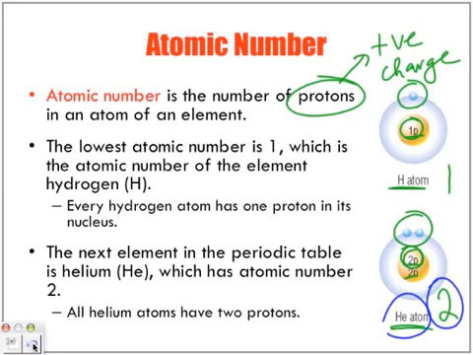As we said, the next element in the periodic table is helium, which has the atomic number 2. All helium atoms have 2 protons. The third element on the periodic table is lithium, so lithium will have 3 protons. The fourth element is beryllium. Let's look at a random one. Look at phosphorus on the periodic table. It has the symbol P. It has the atomic number of 15. So phosphorus has 15 protons.